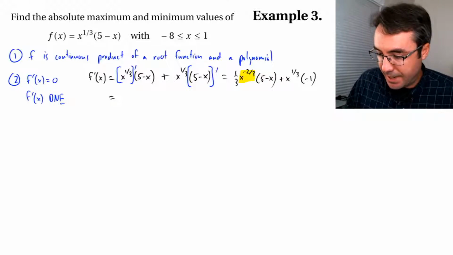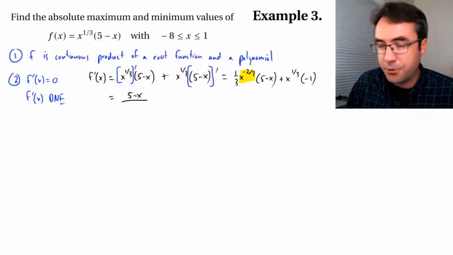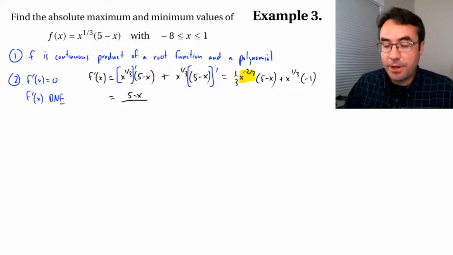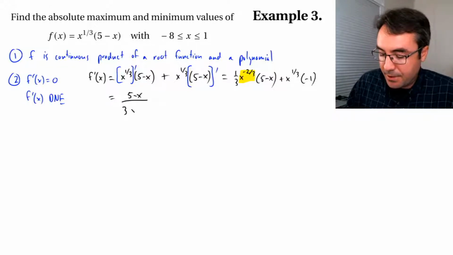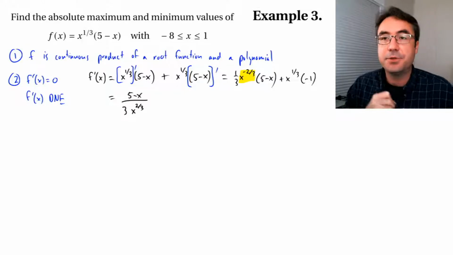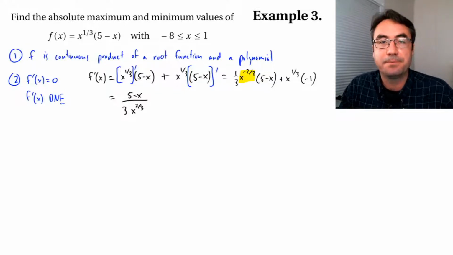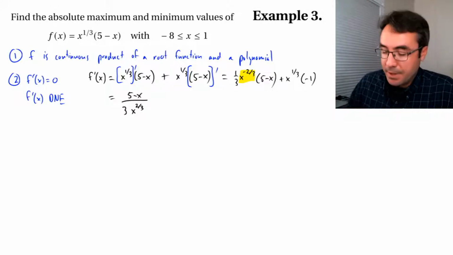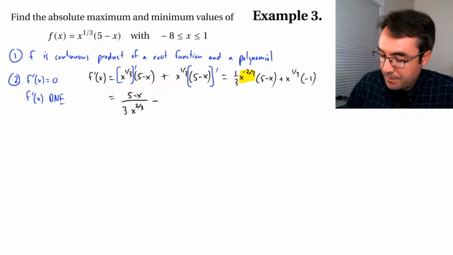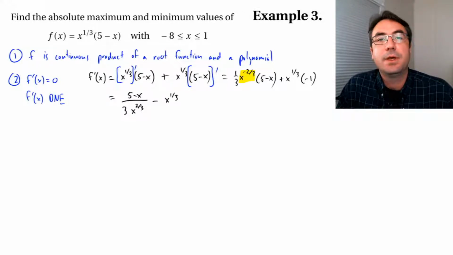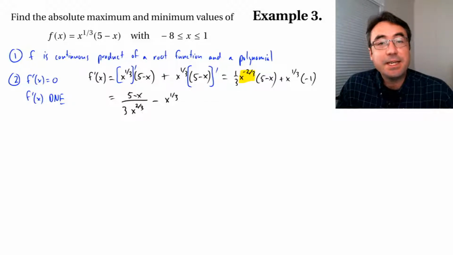We'll write this as 5 minus x for that first term in the numerator, and then we're going to have a 3 in the denominator and that x to the 2/3 power in the denominator. So we've made it into a fraction here. And then we also have that other term, the minus x to the 1/3. That's looking okay, but we want to get a single fraction. That's going to make things a little bit easier.